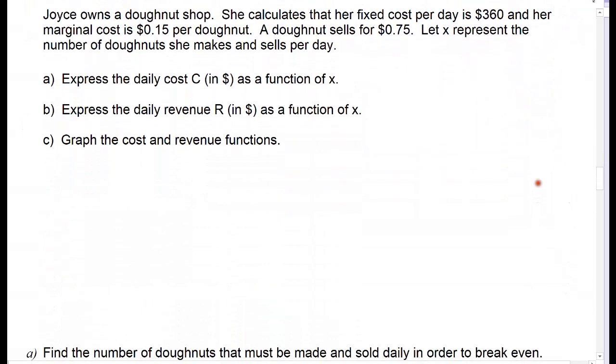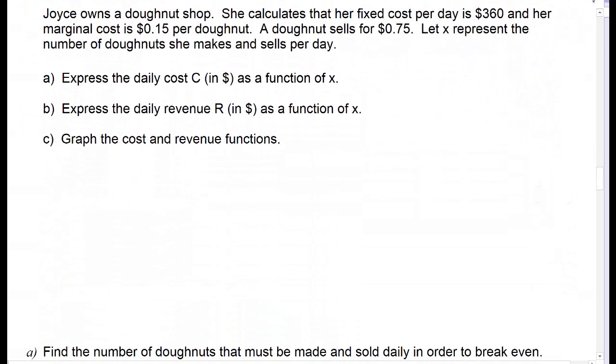The next example is kind of going to put it all together. So it's cost, revenue, profit, all put together in one problem. So we have Janice. She owns a donut shop. She calculates that she has a fixed cost, probably to rent the space that she's selling her donuts, of $360. Her marginal cost, well, each donut costs her 15 cents to make, for the materials. She plans to sell her donuts for 75 cents apiece. x represents the number of donuts she sells.